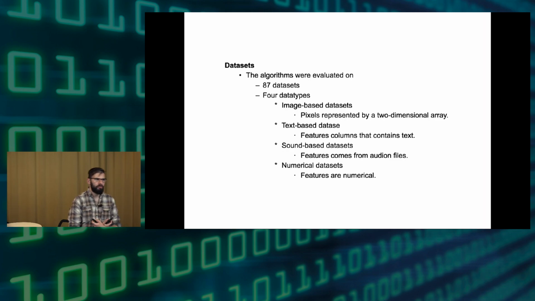So now to some papers that we have written. When I read all these papers with all these algorithms, we found about 87 different data sets that they were evaluated on, and they were basically 4 different data types: image-based, text-based, and also some sound-based data sets, not that many, but a few of them. Image-based data sets, as you might know, are pixelized images represented by a 2-dimensional array, and text-based data sets are texts that you have to convert to numbers, and sound-based data sets are where the data comes from sound files, and then numerical data sets where you just have some numerical features, basically.